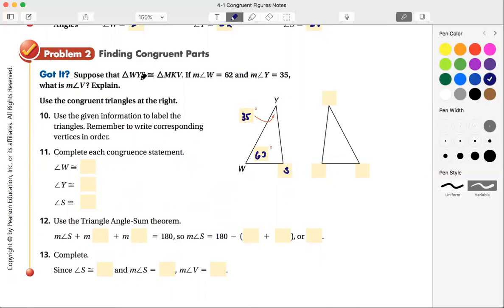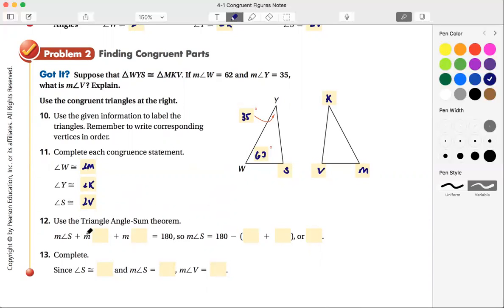Now, since we know W corresponds to M, I know this angle here must be M. Y corresponds to K, so this must be K. And S corresponds to V, so that must be V. So angle W is congruent to angle M, angle Y is congruent to angle K, and angle S is congruent to angle V.